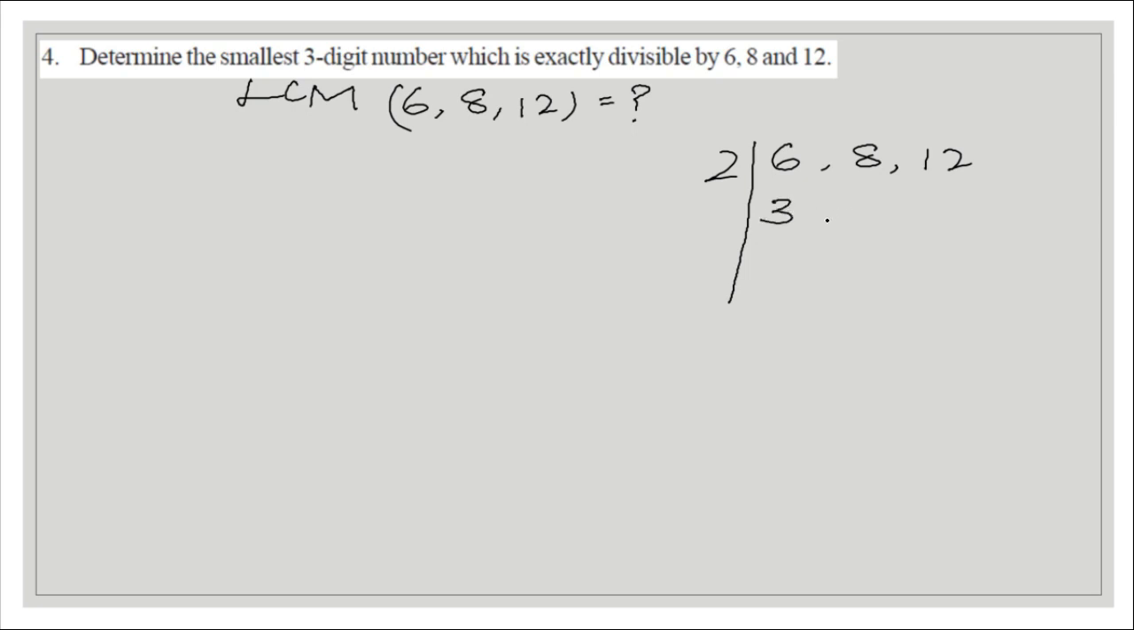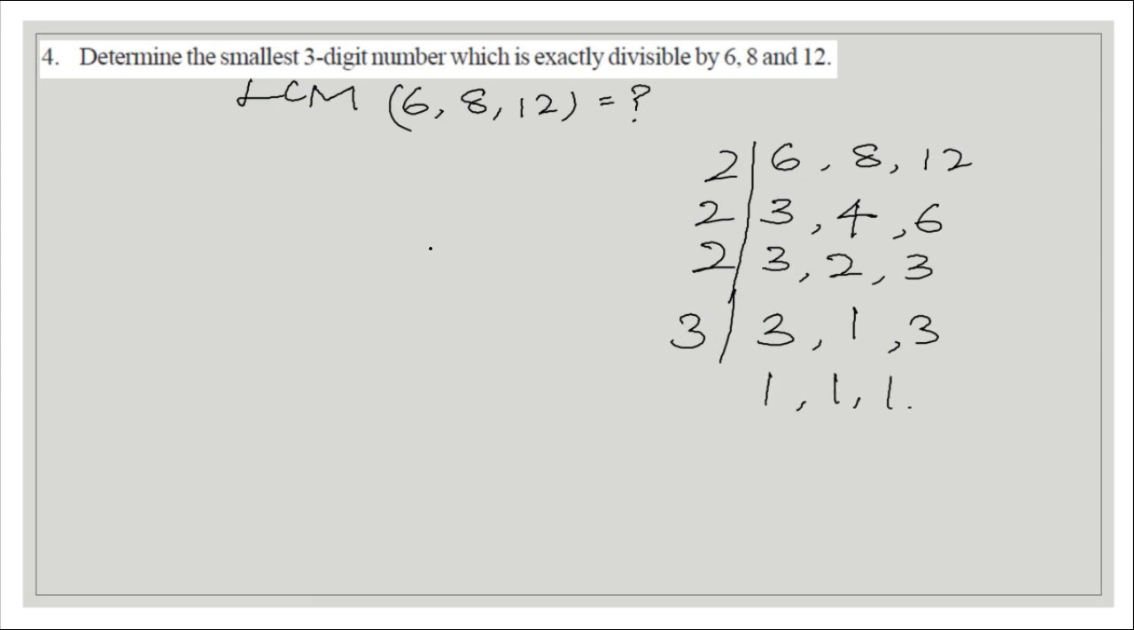So 6 is divisible by 2, 3 times. 2 4s are 8, 2 6s are 12. So 3 written as it is, 2 times, 3 times. So 2 1 time, 3 and 3 is written as it is, 3 1 time. Therefore the least common multiple is 2 cube multiplied by 3, nothing but 24.